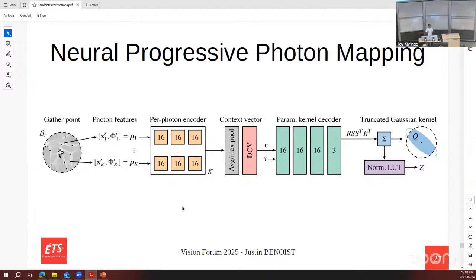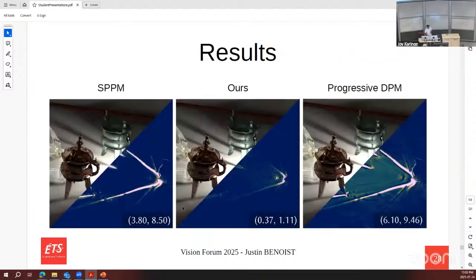At the end, we predict a 2D anisotropic kernel so that we can scale and rotate this kernel as a function of the photon distribution. The advantage of using the 2D anisotropic Gaussian kernel is that it is normalized, so we can use it iteratively.